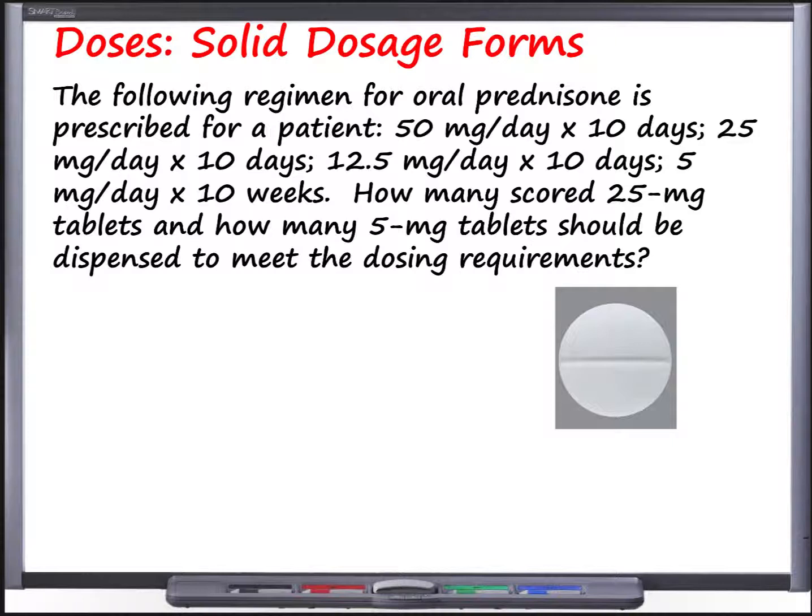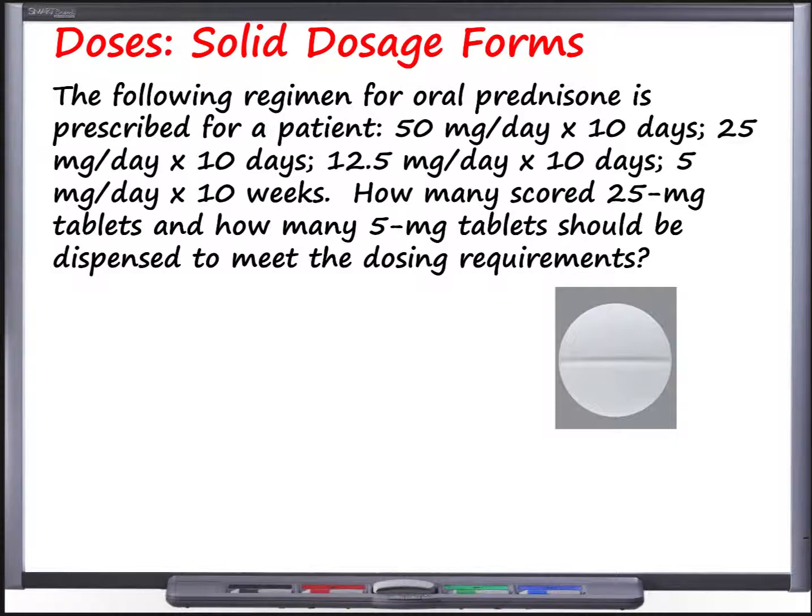The actual amount of time it takes to taper off prednisone depends on the disease being treated or the actual dose of prednisone that's been used and for how long. And so it can vary. But in this question, that's exactly what's happening.